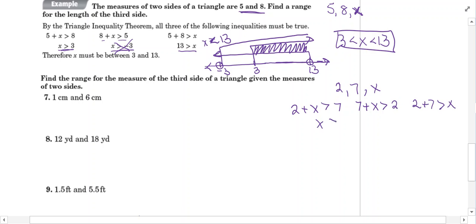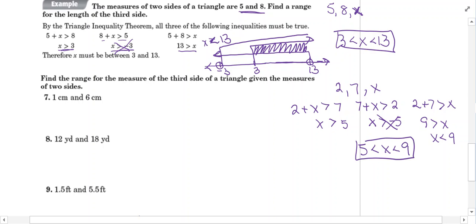Solving this, I have x is greater than 5. X is greater than negative 5, so we're going to rule that one out because it's a negative number. And 9 has to be greater than x, or x is less than 9. So my final answer would be x is between 5 and 9. And that concludes the lesson for Chapter 5.5.